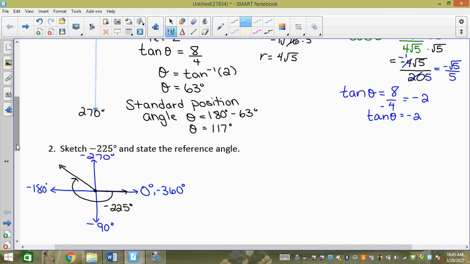I go to my terminal arm, and I see how far it is to get me to here. How far is it? 45, right? Because this is 225 to 180. How do I get from 180 to 225? 45. So my reference angle equals 45 degrees. On a test, you would not short form. You would write reference angle, and you would write it spelled correctly because the word is above.